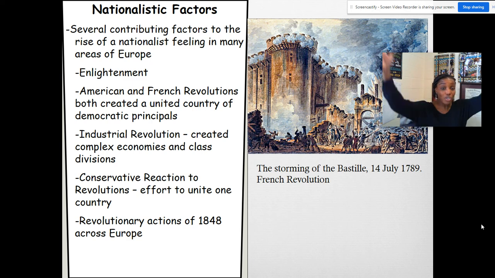And then we have revolutionary actions of 1848, which went all across Europe. You have a picture of the famous one, the storming of the Bastille on July 14th of 1789 during the French Revolution. So we have a lot of things that are spurring these feelings.